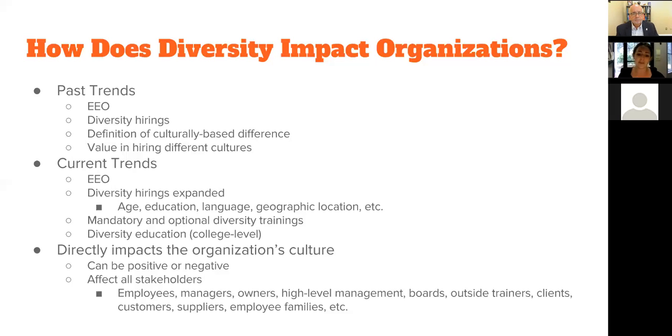And then diversity impacts the organization's culture, which may seem fairly obvious, but it's actually a really deep thought. It can be both positive and negative, and it trickles down and affects all stakeholders. So if you have this positive diversity culture in your organization, that's going to trickle through your owners, through your managers, through your employees, and down into their families. And the same can be said of negative. So those impacts are really far-reaching and important for us to consider.